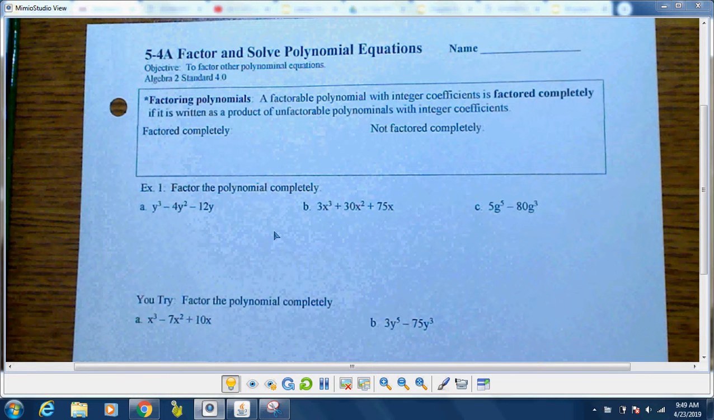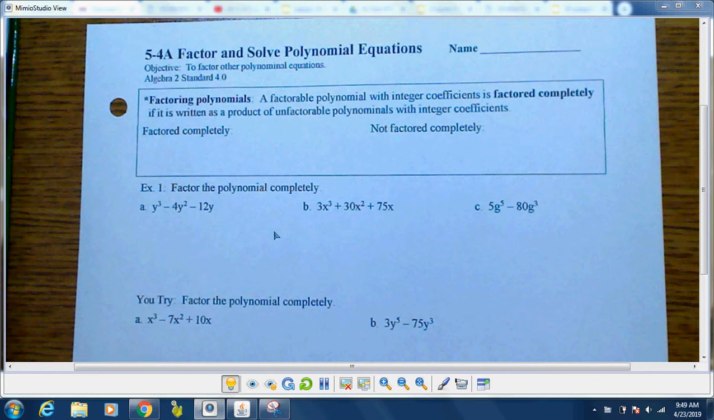Okay, so we're starting a new section in Chapter 5. It's called Factor and Solve Polynomial Equations. And the objective is to be able to factor and solve polynomial equations by using special patterns.